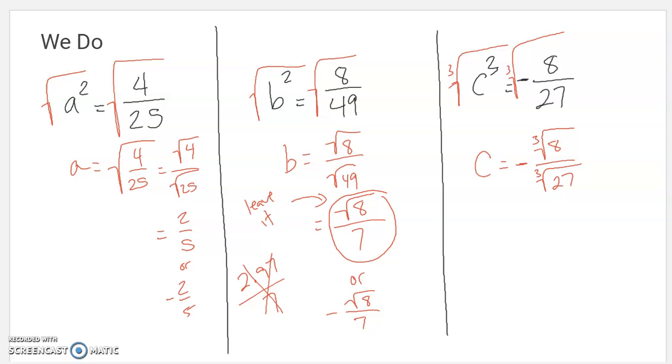And that'll give us, let's see, the cube root of 8 is 2. The cube root of 27 is 3. And don't forget, it's going to be negative since that was negative. It's negative 2/3. So negative 2/3 times negative 2/3 times negative 2/3 would give you negative 8/27.